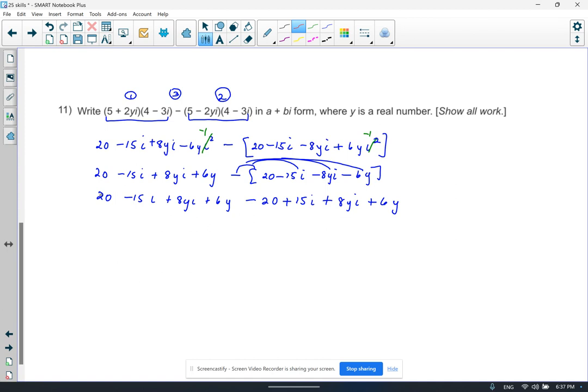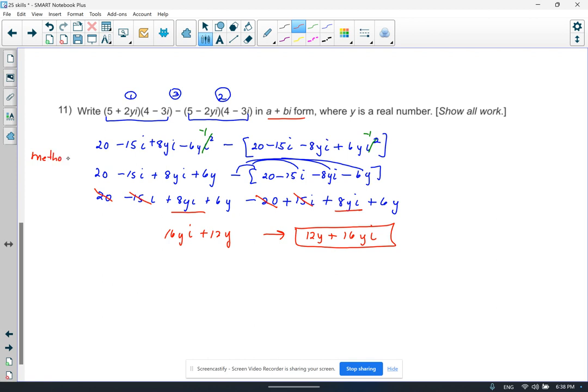And we combine like terms. So 20 minus 20 cancels, negative 15i and 15i cancels, 8yi and 8yi is 16yi. 6y plus 6y is 12y. But I would lose a point unless I put it into standard a plus bi form. So this should be 12y plus 16yi. Now that was method 1.